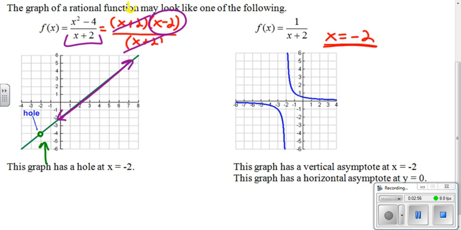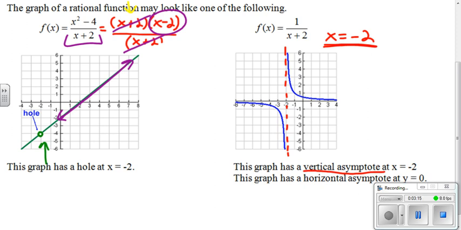Well, in this case, because that factor didn't cross out from the top and the bottom, it becomes what we call a vertical asymptote. The vertical asymptote is this imaginary line, x equals negative 2, where the function gets very, very close to, but will never actually touch.